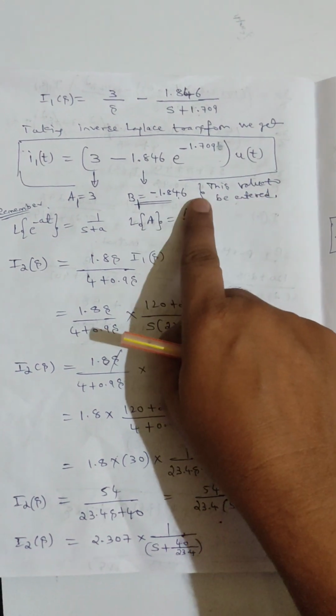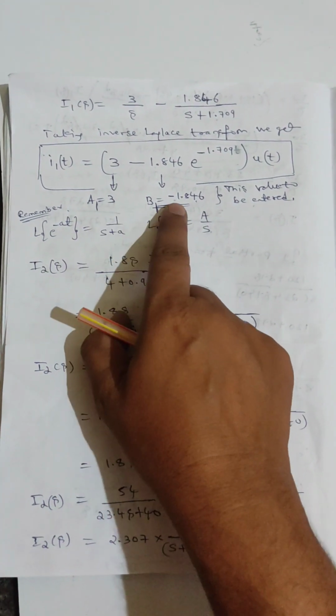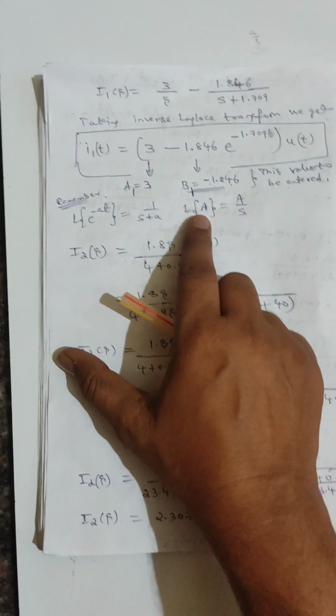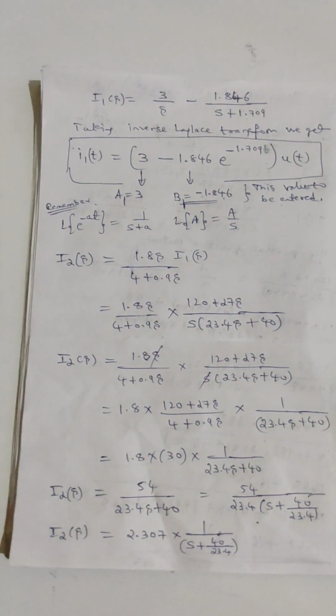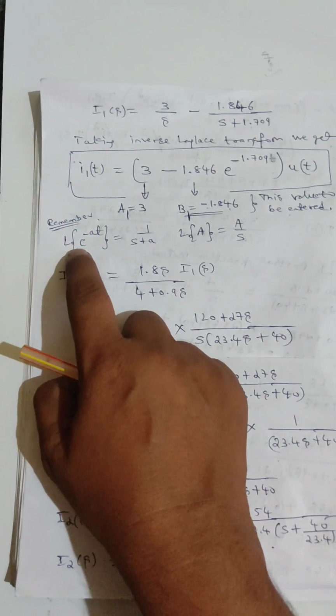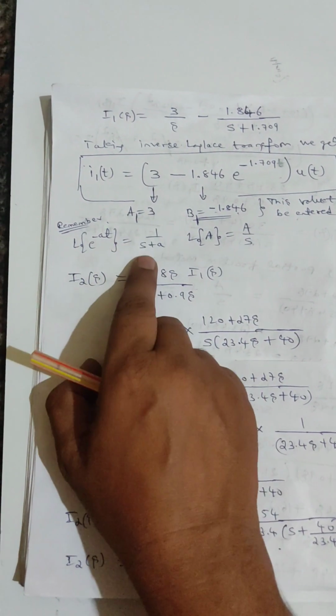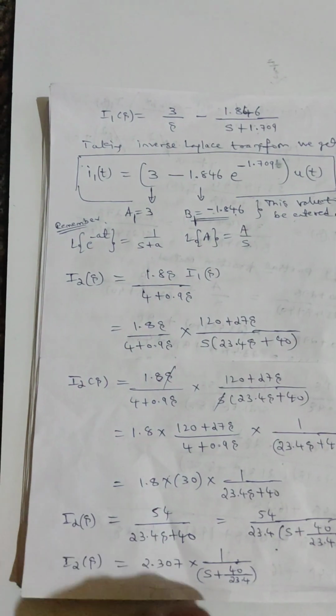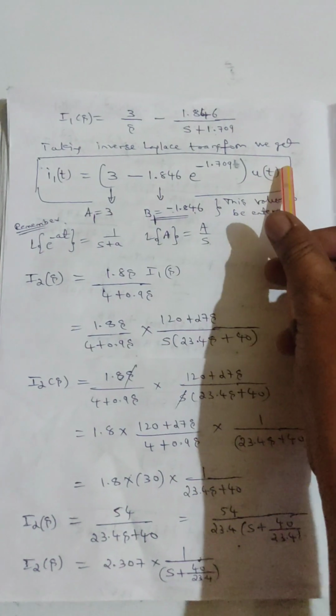See, these values are to be entered. You should enter A1 as 3 and B1 as minus 1.846 in the assignment. There you can enter these values. So remember, the Laplace transformation of e to the power minus at is 1 by (s + a), and the Laplace transform of a is a by s. So we got the equation for I1 of t.